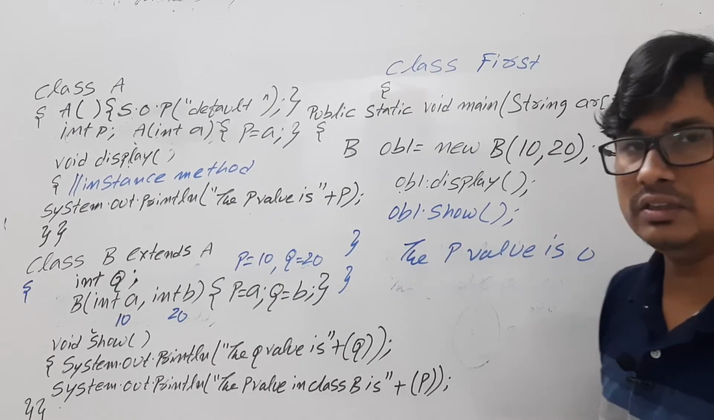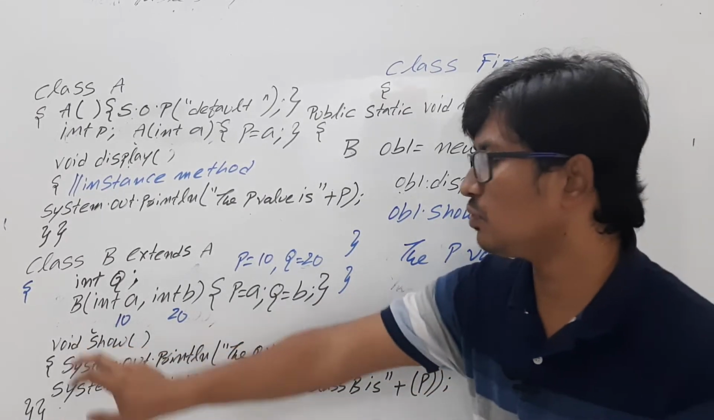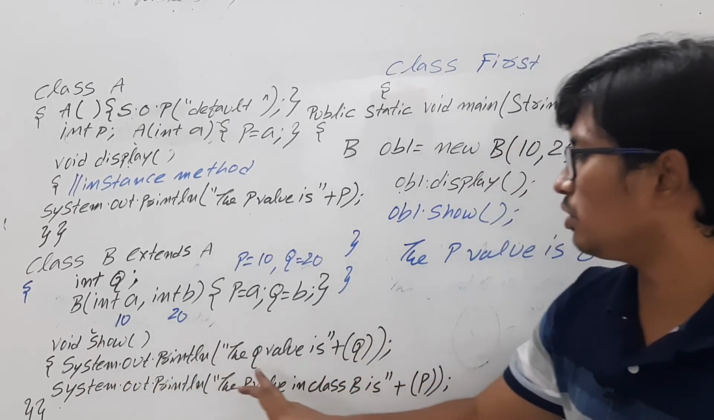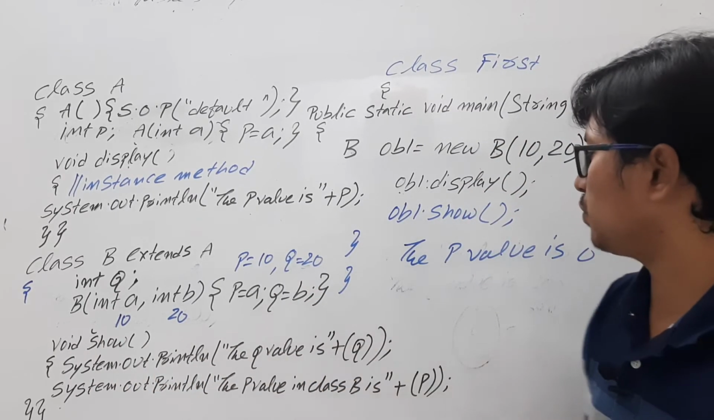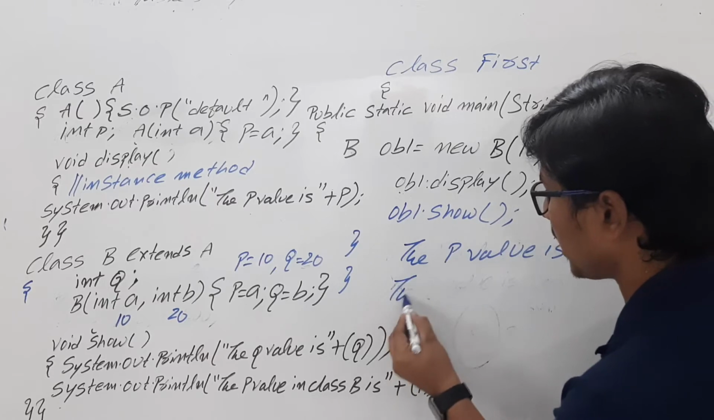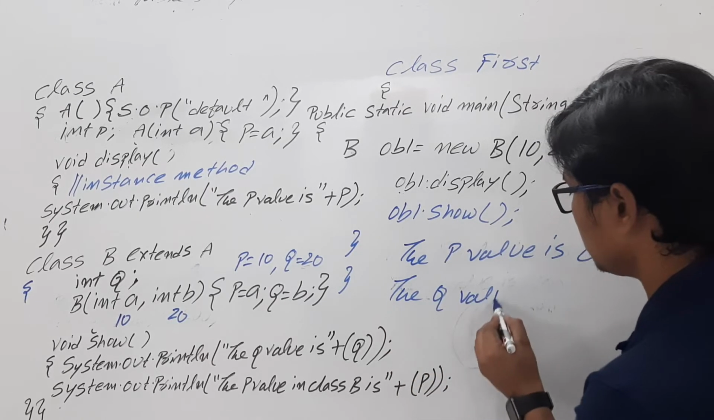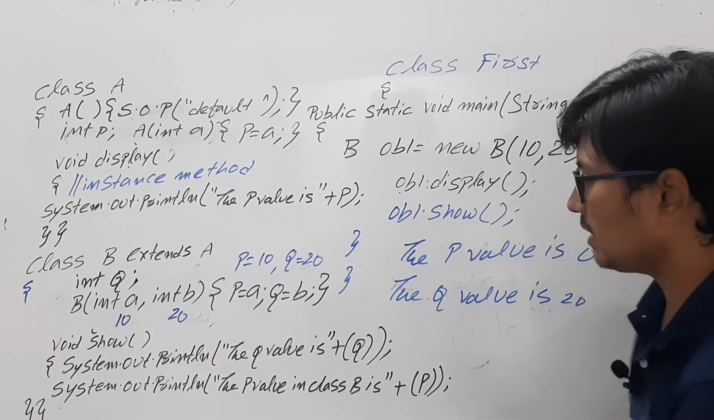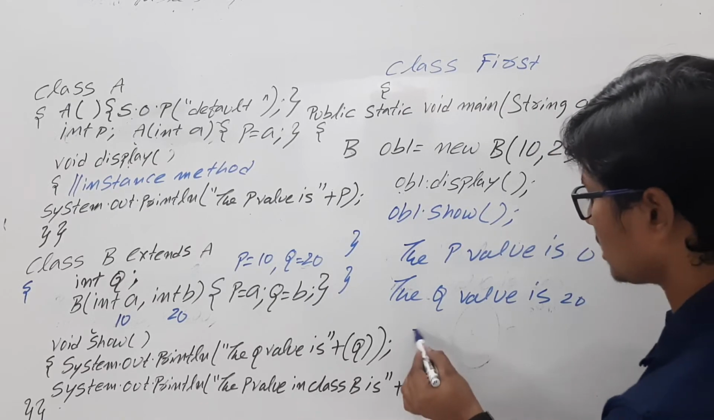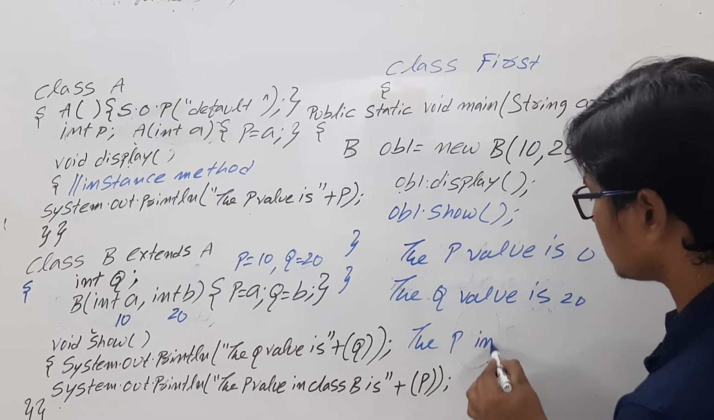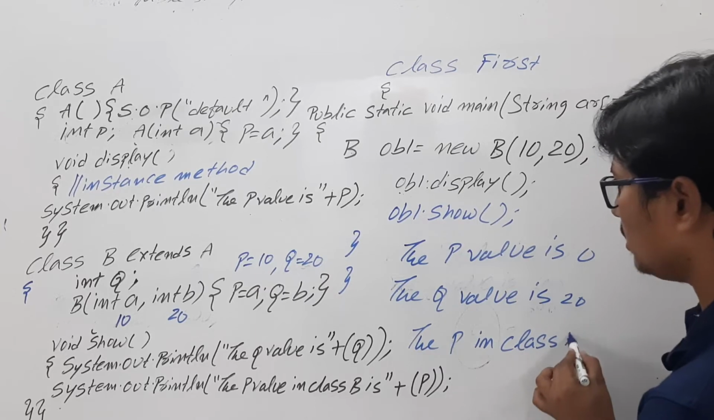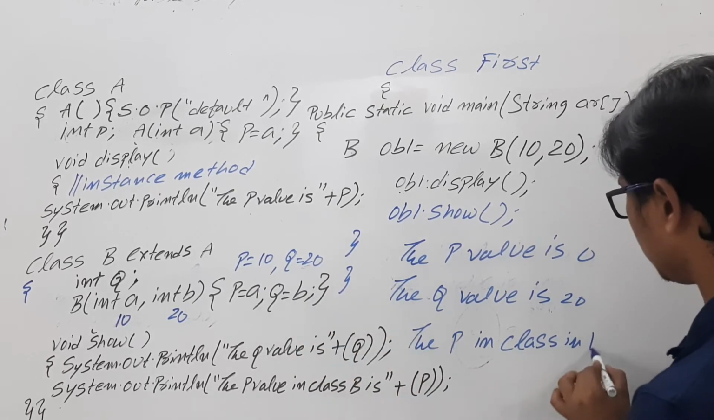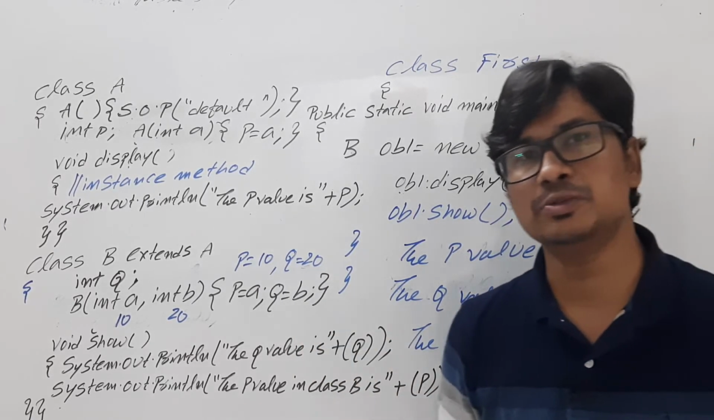Then when you are calling the show method, this one will be invoked. System.out.println, and the q value is how much? 20. So it will give the output as the q value is 20. And again, the next statement, the p value in class B. The p in class B, what is the p value? Now it is 10. So this is the output it will display.